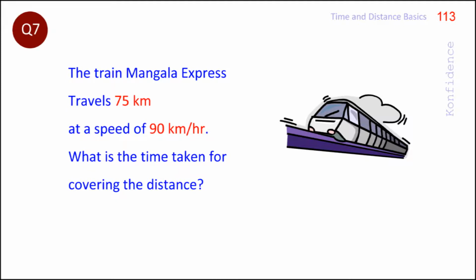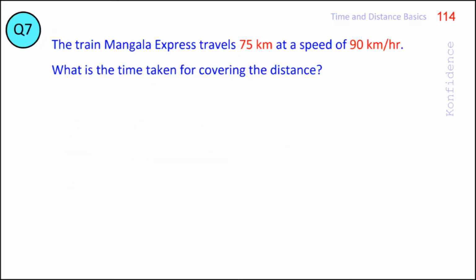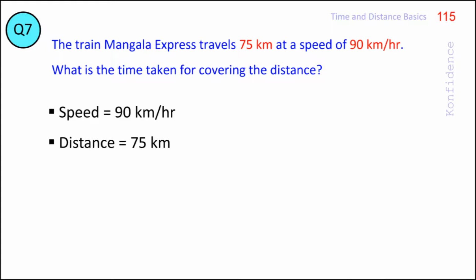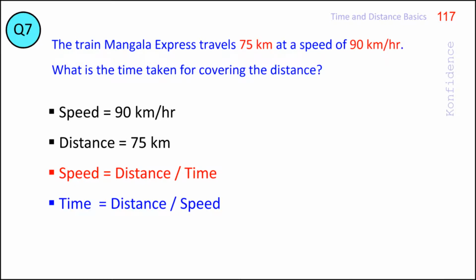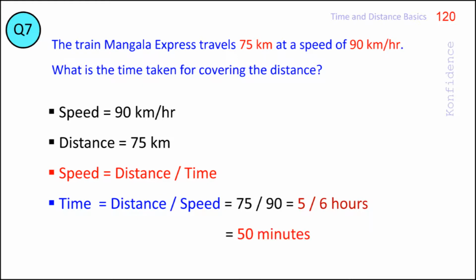Try this question. The train Mangla Express travels 75 kilometers at a speed of 90 kilometers per hour. What is the time taken for covering the distance? Here, out of the 3 parameters speed, distance and time, we know the speed and the distance. So we can find out the value of time. We know that speed equals distance by time. So time equals distance by speed. In this case, it comes as 75 kilometers by 90 kilometers per hour, or 5 by 6 hours, which is 50 minutes.